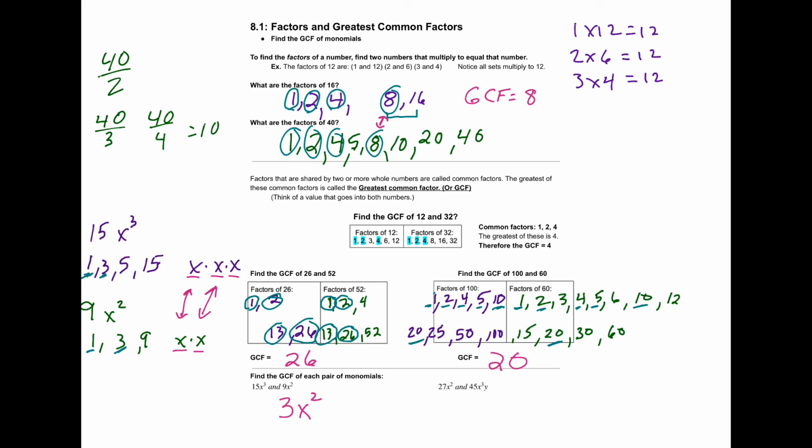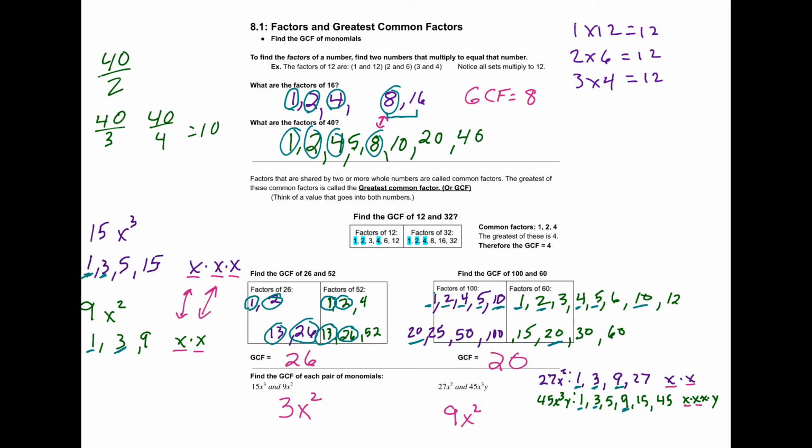All right, and last problem, 27x^2 and 45x^3y. Try to do this on your own. Pause your video, and then come back and check out the answer. All right, so our answer for this one is 9x squared. Hopefully you got that as well. 27 and 45, so there are the factors. So 9 is our greatest common factor.